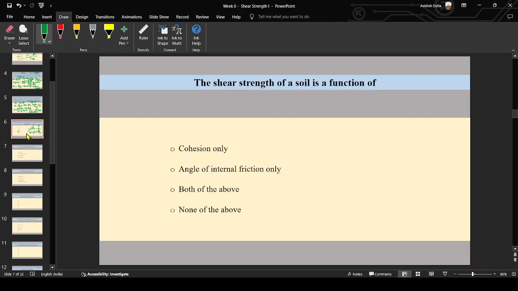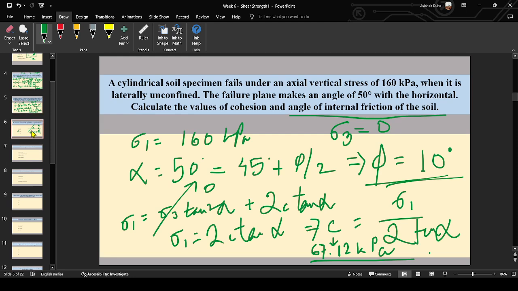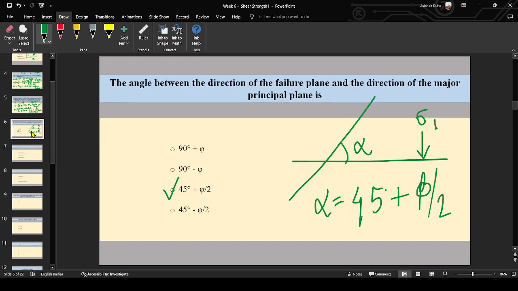Next question, I think I have told you. The failure plane makes an angle of alpha equal to 45 plus phi by 2 with the direction of the major principal plane. Okay. Next question.